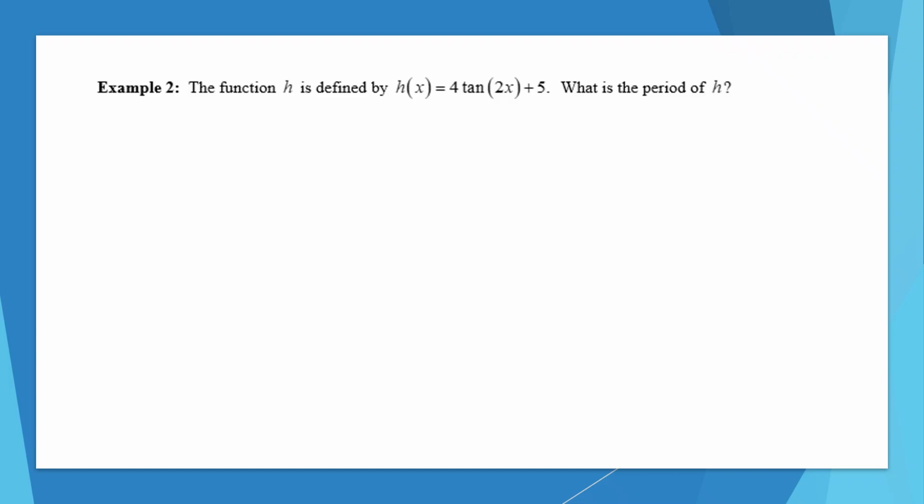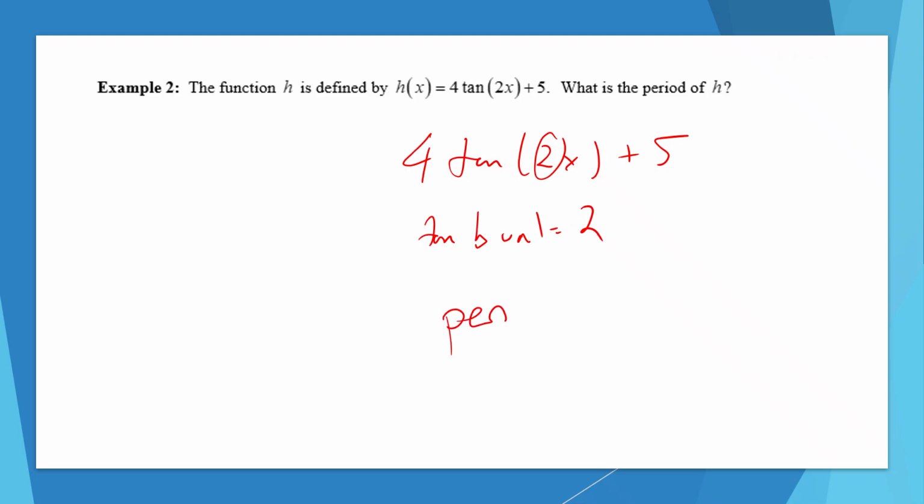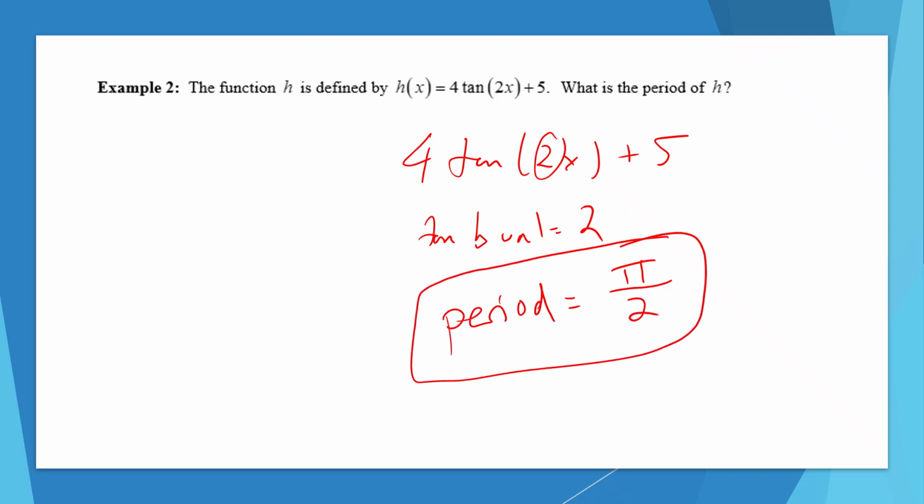Example number 2. The function h is defined by 4 tangent 2x plus 5. What is the period? So here we have our tangent b value of 2. So then our period is simply going to be pi over our b value. Not 2 pi, but just pi. So that is actually our period. It's just pi over 2.